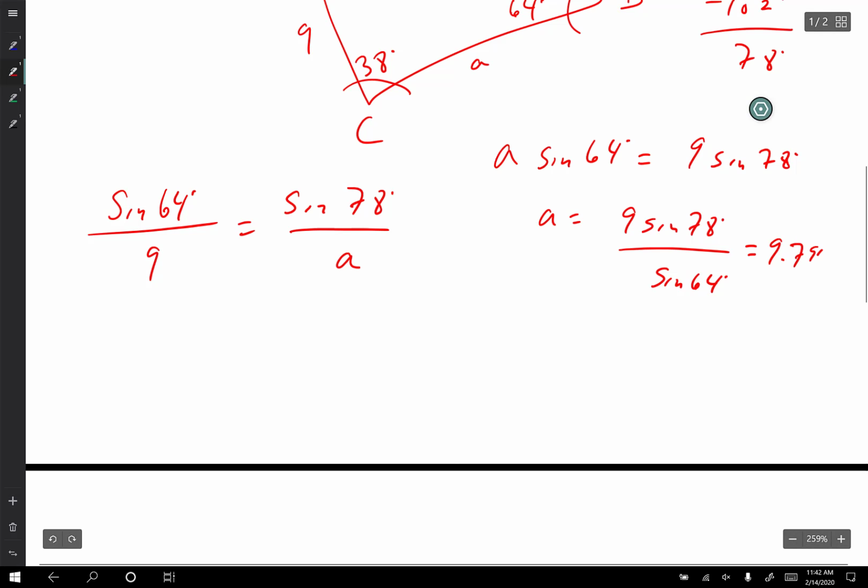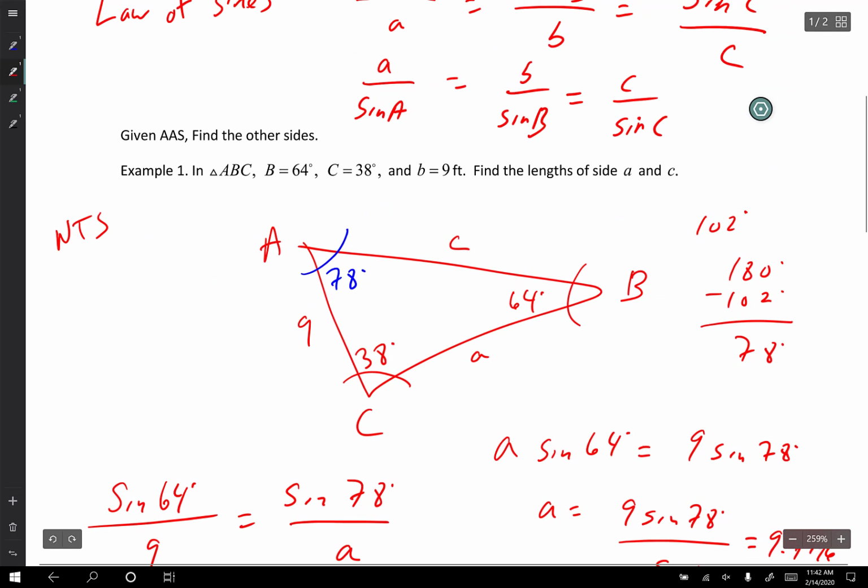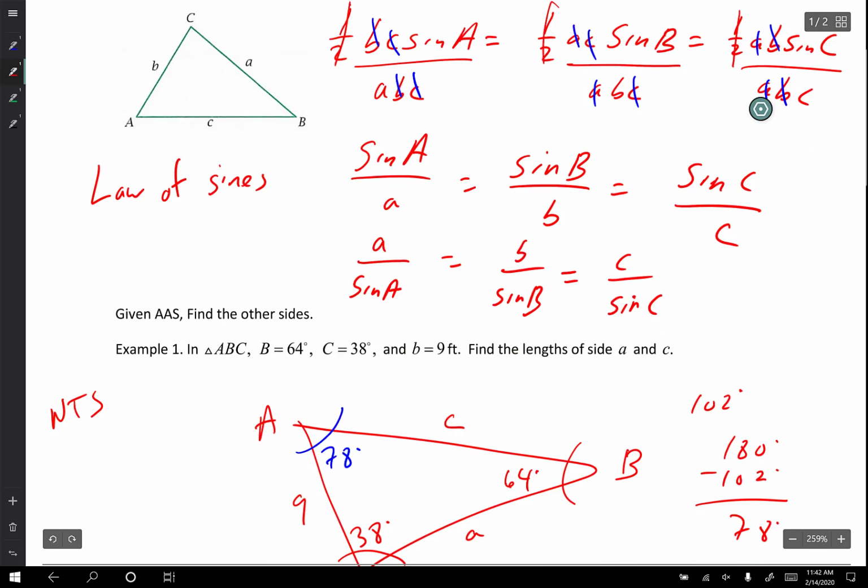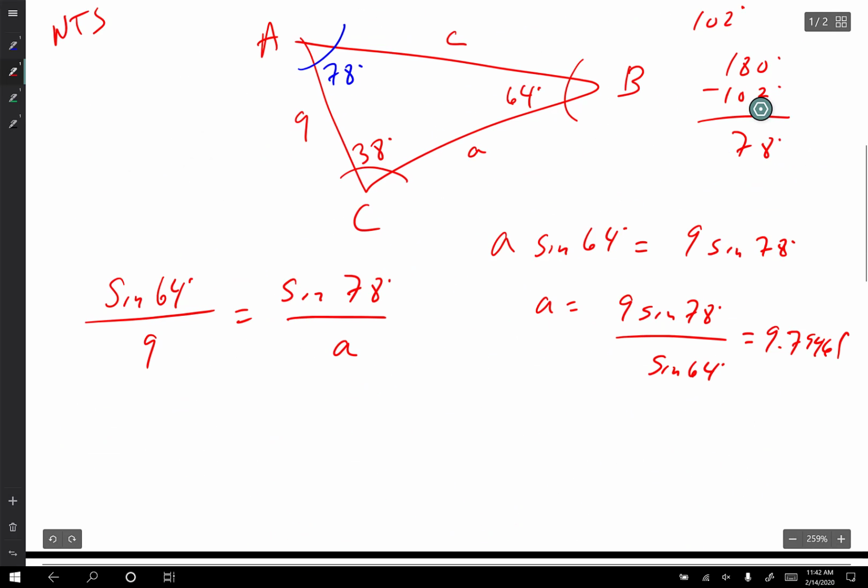9.7946. And I need the unit. The units are feet. All right, let's do the other one. So now I'm going to do segment B. Oh, wait, I already have segment B.